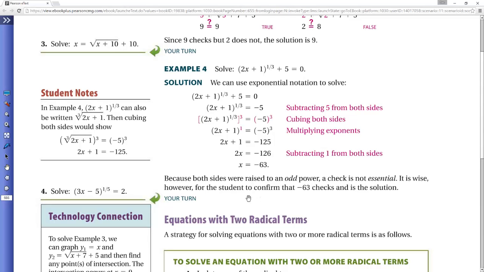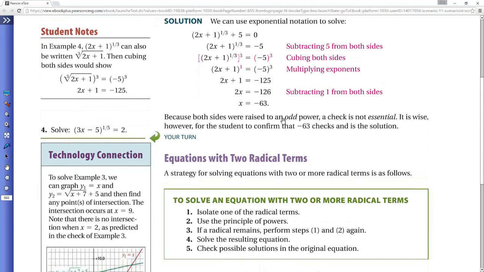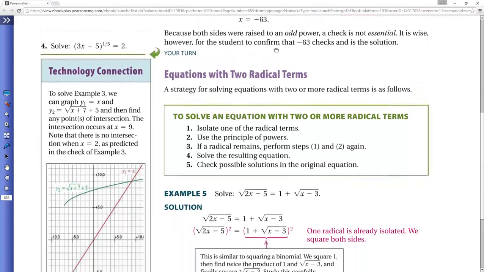Because both sides were raised to an odd power, the check is not essential other than checking to see if you got the right answer, but it is wise, however, to confirm. But when we have odd exponents, that issue of creating a false solution goes away. It's mostly because of the sign issue. Odd powers continue to represent their signs well. So it's nice when there are odd powers to work with. It actually makes less work in the check process for sure.